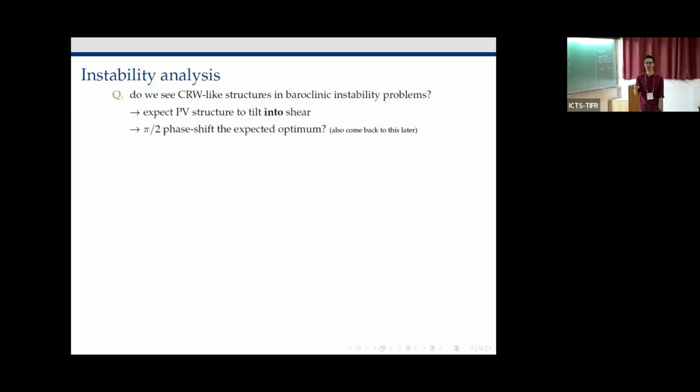So one thing you want to ask is that if you do baroclinic instability analysis, do you in fact see these kind of things? It's one thing speculating about it. Do we actually see it when we do the instability analysis? So the prediction with CRW, if you buy this picture, is that you expect the PV structure in a baroclinic instability problem to tilt into the shear.